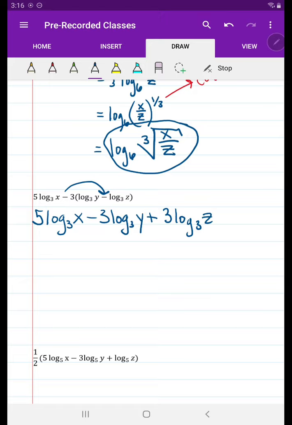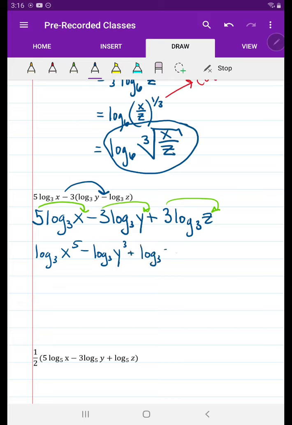Okay, so now I've got all these coefficients. All of these coefficients in front of my logs can turn into the exponents on the arguments. If we take care of that step, we'll get log base 3 of x to the 5th minus log base 3 of y cubed plus log base 3 of z cubed. And now we've got our situation where we can combine things into one logarithm, and from what we talked about earlier, anything that's positive goes in the numerator and anything that's negative goes in the denominator.